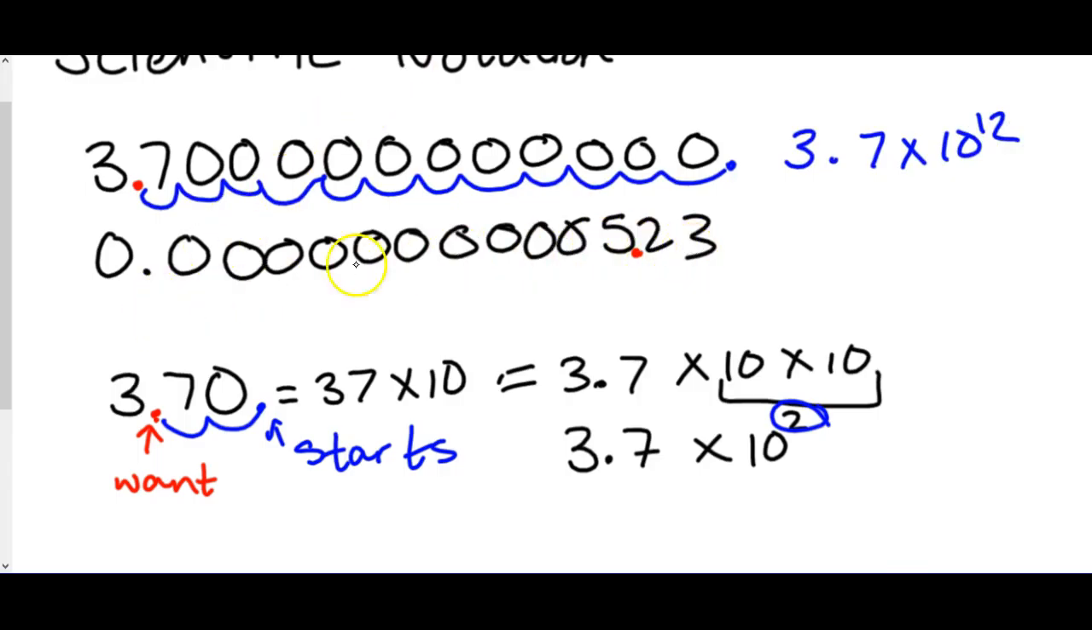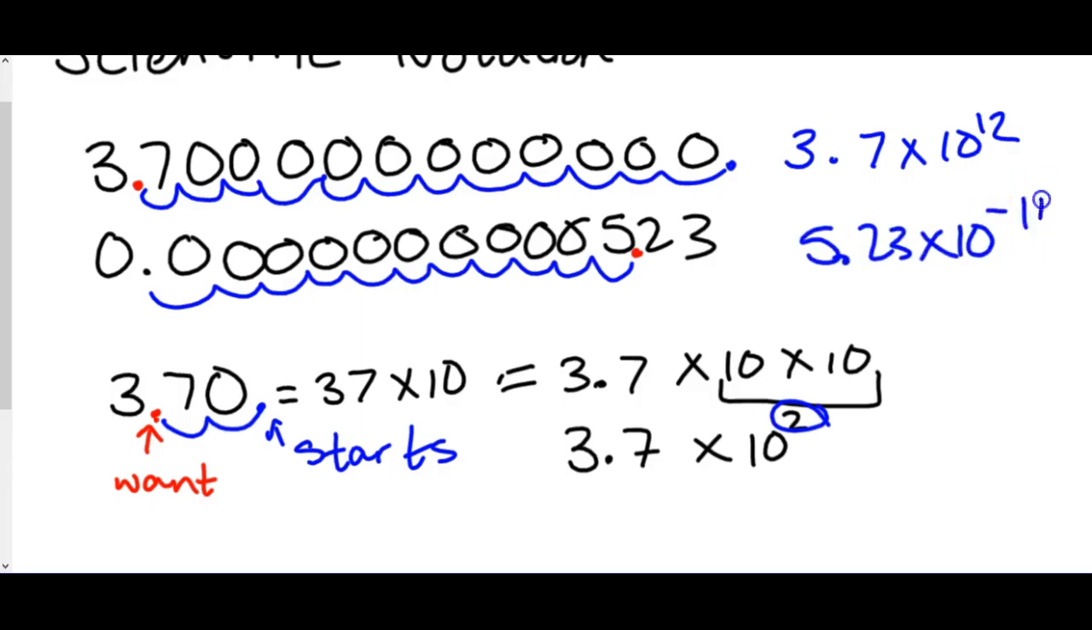Now if you start with a really, really small number, this time we're going to be counting going towards the right. That'll make our exponent negative. So we start here, we go 1, 2, 3, 4, 5, 6, 7, 8, 9, 10, 11 spaces. So 5.23 times 10 to the negative 11. When you move the decimal to the right, you're going in the negative direction. When you're moving the decimal to the left, you're going in the positive direction for the exponent itself.